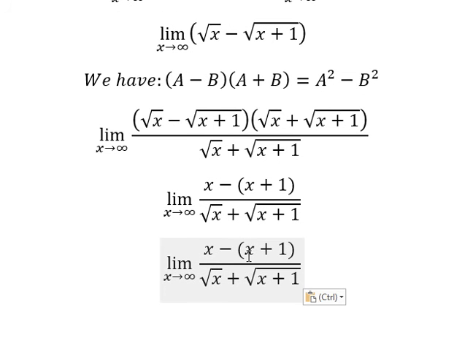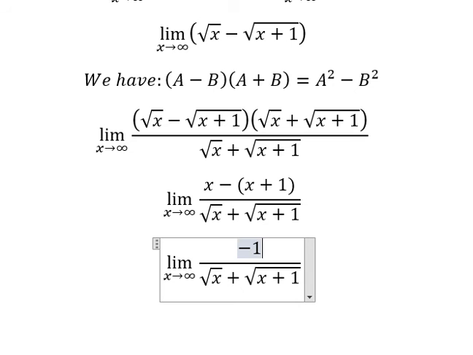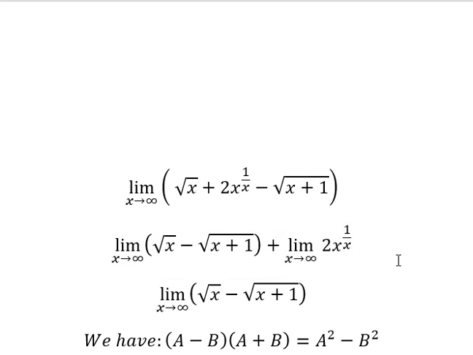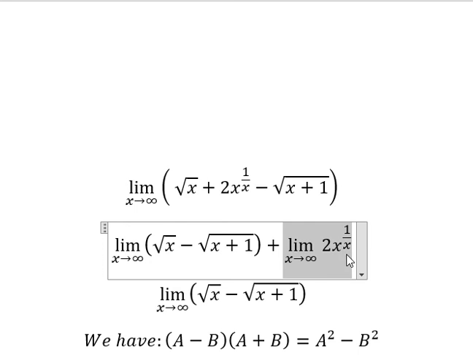So s minus s, you get number 0, minus number 1, we have negative number 1. When s approaches positive infinity, this one will go to positive infinity. Negative number 1 divided by positive infinity, you get number 0. Now we need to concentrate on this one.